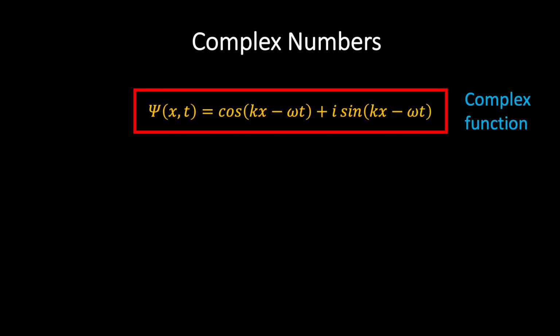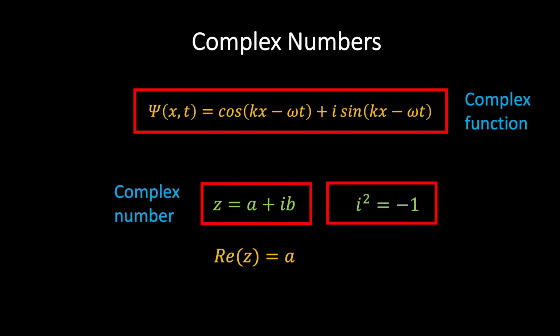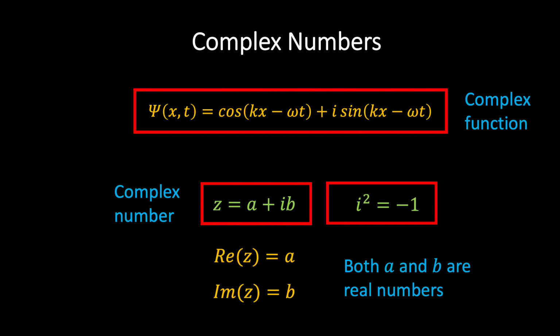Now, since a general wave function of quantum mechanics is a complex function, it's worth digressing momentarily to explore complex numbers in a bit more detail. Any complex number may be written in the form z = a + ib, where, as we've already seen, i squared equals -1. The number a is referred to as the real component of the complex number, and the number b is referred to as the imaginary component of the complex number. And it's worth noting that both a and b are real numbers.